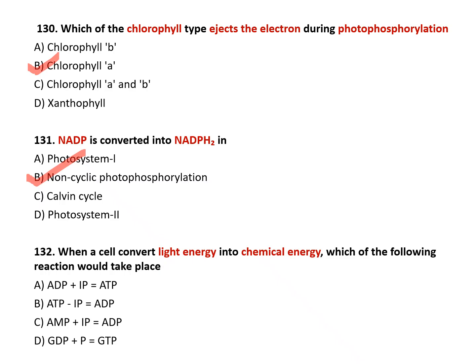The next question, number 132. When a cell converts light energy to chemical energy, which of the following reactions would take place? Option A, ADP plus inorganic phosphate equals ATP. Option B, ATP minus inorganic phosphate is equal to ADP. Option C, AMP plus inorganic phosphate equals ADP. Option D, GDP plus P equals GTP. The correct answer is option A, ADP plus IP equals ATP: adenosine diphosphate plus inorganic phosphate equals adenosine triphosphate.